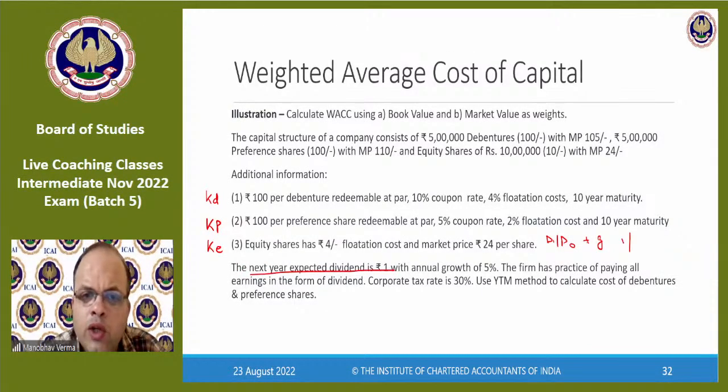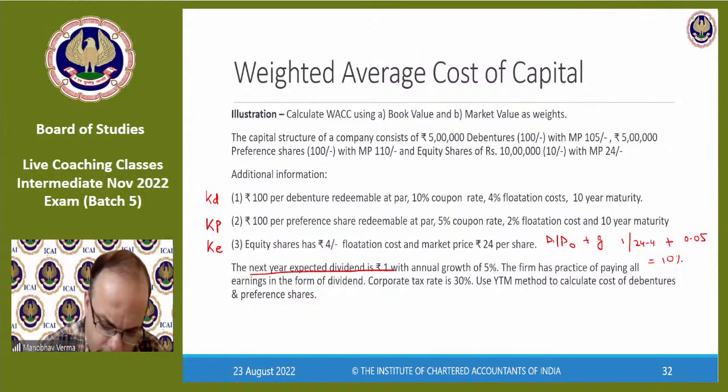For P0, they're talking about the flotation cost and market price of 24. So 24 minus 4, and growth rate of that is 5%, right? So I believe you might get 10% as the cost of equity. Simple things first, cost of equity 10%, everyone with me?